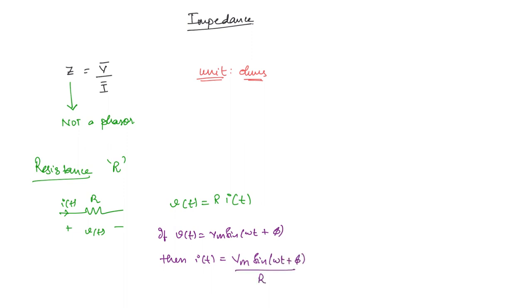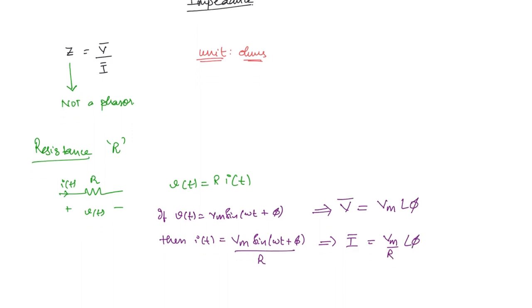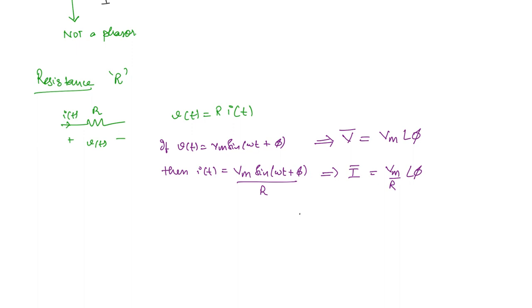Now if you are expressing in terms of the phasor, V bar we can write as Vm angle phi, and I bar, the current phasor, you can write as magnitude Vm by R and angle phi. So now what will be the impedance? Therefore, impedance, which is equal to the ratio of the voltage phasor and the current phasor, you are going to get Vm angle phi divided by Vm by R angle phi.